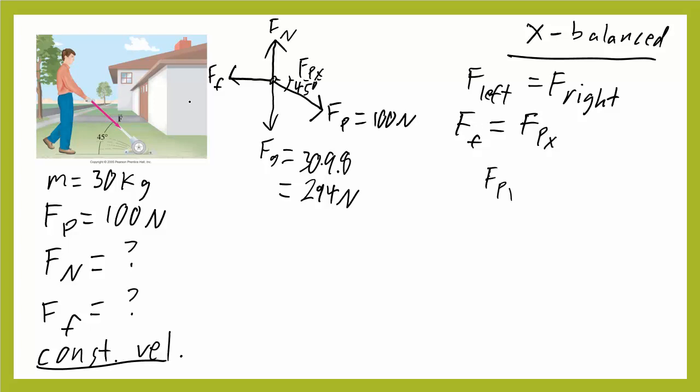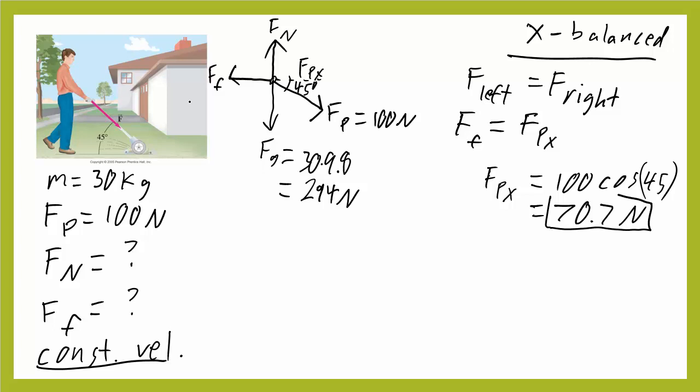Fpx is going to be 100 times, you could use sine or cosine since it's 45, but let's be accurate and we'll use cosine of 45. Okay, plug that guy in your calculator, make sure your calculator is in degrees, and you get 70.7 newtons if you round. So there is my Fpx, which is also equal to friction. Okay, so we found one of the two things we're looking for.